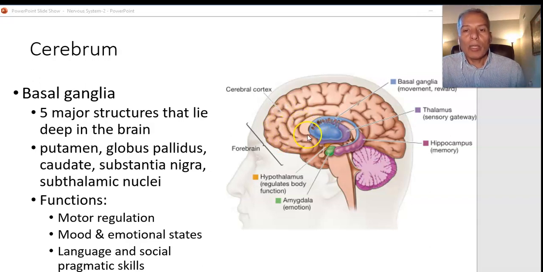These are 3 major pathways: one that regulates motor regulation, movement, and another pathway that regulates mood and emotional states, which enables you to control your emotions and to feel your emotions. And another enables you to regulate language and social communication skills. So the basal ganglia are really critical in connecting the cerebral functions, the upper parts of the brain, with the lower levels of the brain and the spinal cord.